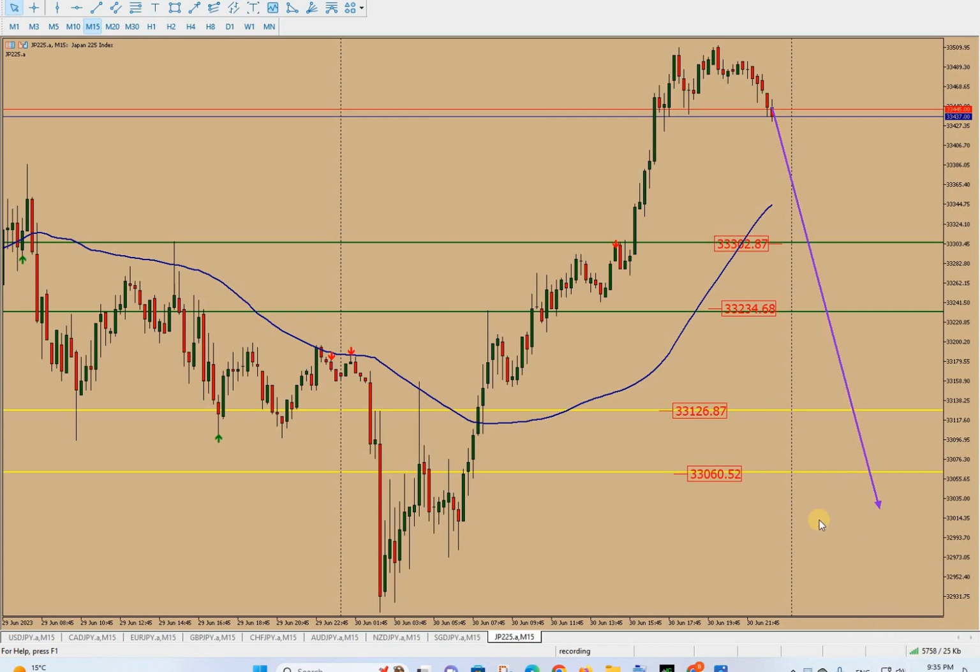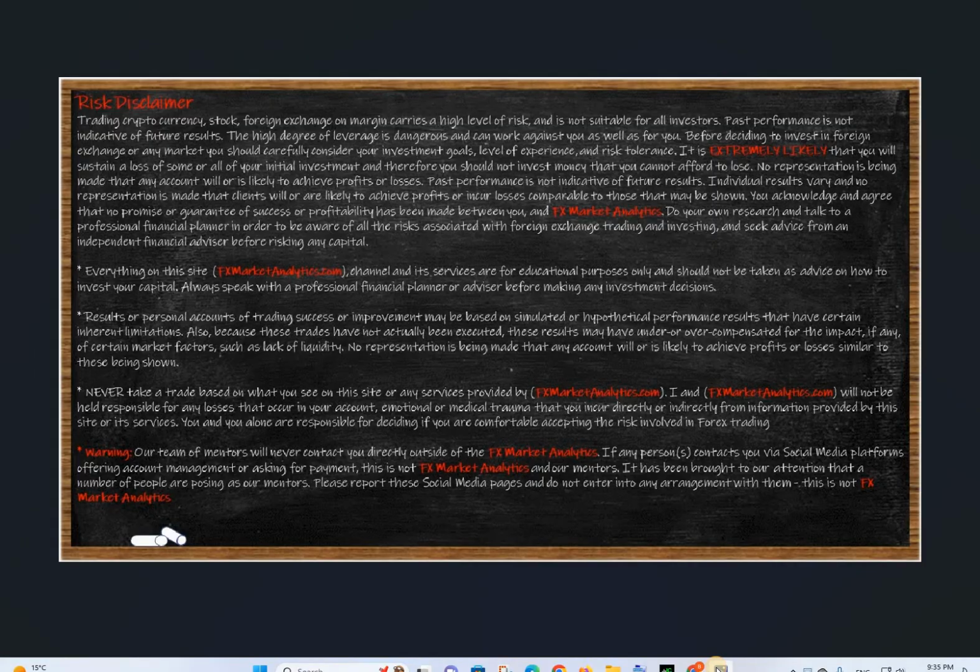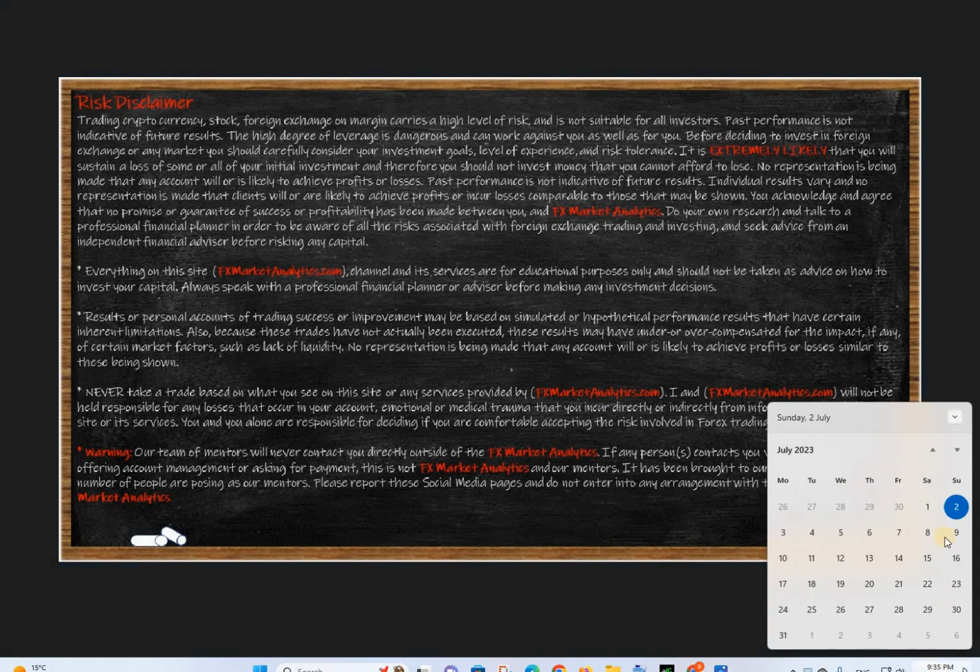Good evening. Today is Sunday. Time in Sydney, Australia right now is about 9:35 p.m. As you can see on the corner here, the date is 2nd of July 2023.